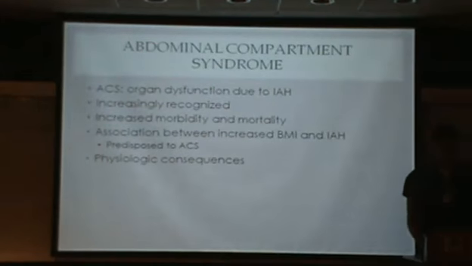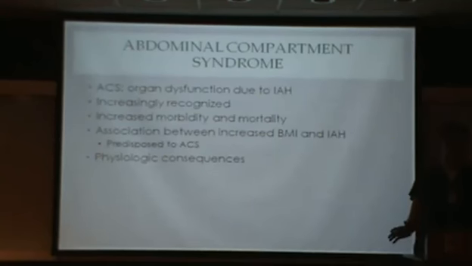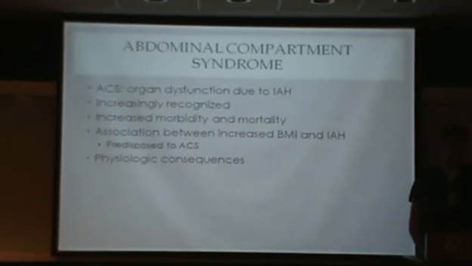Briefly talk about abdominal compartment syndrome. Obese patients are at a higher risk of developing this. They have intra-abdominal hypertension at baseline. ACS is intra-abdominal hypertension with organ dysfunction. It's becoming increasingly recognized, and there's a higher morbidity and mortality associated with it. And like I said, there's an association between elevated BMI and intra-abdominal hypertension. So at baseline, they're predisposed to potentially developing ACS. And there's a number of other physiologic derangements that develop from this: respiratory derangements and cardiovascular derangements.